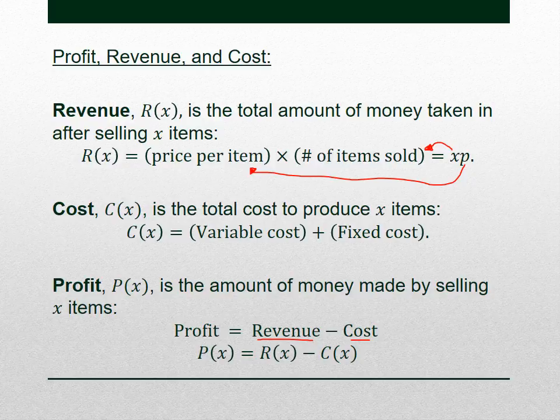And for that, we use capital P of X. And so with our functions, that says that P of X is R of X minus C of X, right? Profit is revenue minus cost.